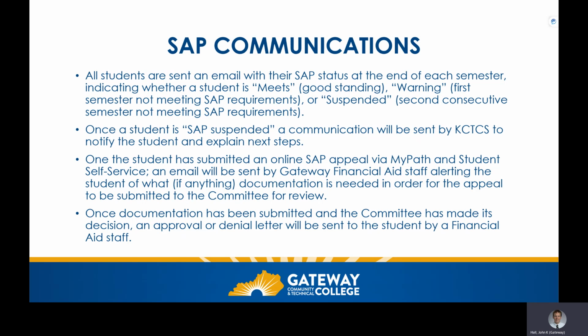In that case, a student who is SAP suspended will receive a communication by the system office to notify the student that they have been suspended and what their next steps are. Once the student has submitted an online SAP appeal, which again, please watch our other video to explain the in-depth process of what a student has to do to submit that appeal, an email will be sent by the Gateway Financial Aid staff alerting the student of what, if any, documentation is needed for that appeal to be read by the committee. Once that documentation has been submitted and the committee has made its decision, an approval or denial letter will be sent to the student by the financial aid staff, letting them know what that decision is.